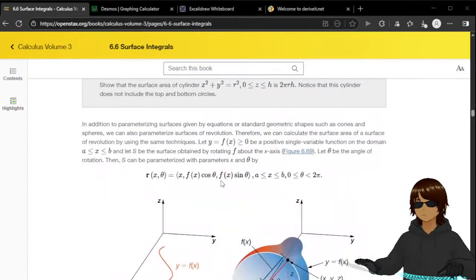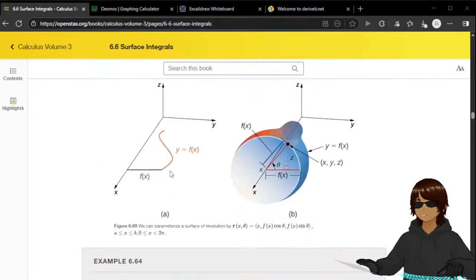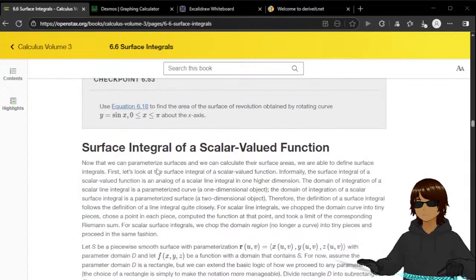And they use it over here. So if our vector valued function is x, f of x cos theta, f of x sine theta, and they use it over here.